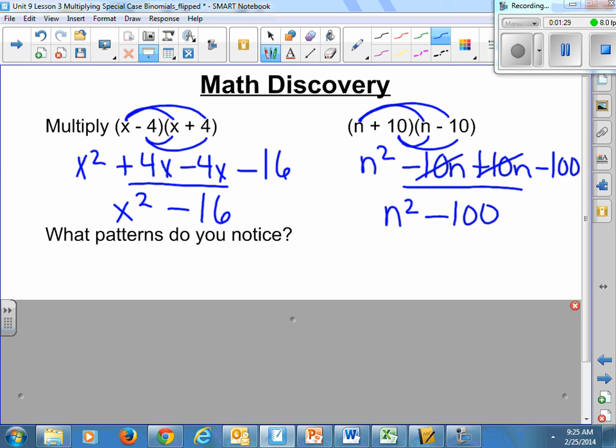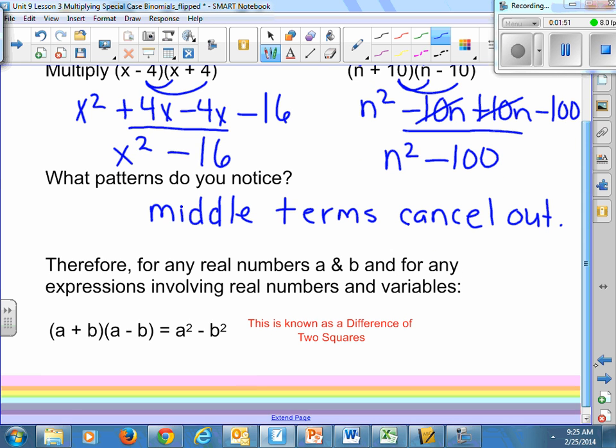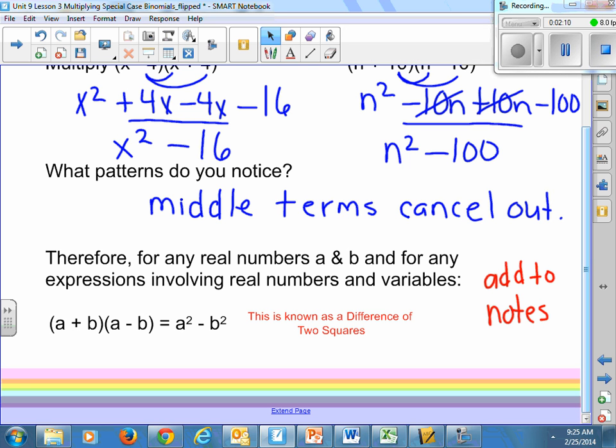I'm going to give you just a second to see what patterns you notice. Hopefully, you notice that the middle terms cancel out. Therefore, for any real numbers a and b, and for any expressions involving real numbers and variables, a plus b times a minus b is always going to be a squared minus b squared. This is known as a difference of two squares. So anytime you see a difference of two squares, you can always use the rule of squaring the first term, squaring the second term, and making sure that you have the minus in between.